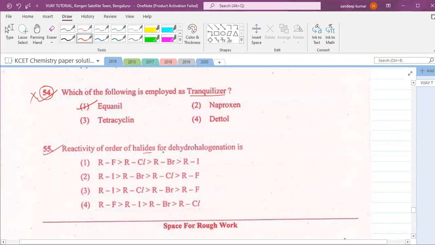The reactivity order of halides for dehydrohalogenation is asked. Which one is more reactive? Fluorine, chlorine, bromine, and iodine. The iodide will be more reactive because the bond dissociation energy is less. So RI, then RBr, then RCl, then RF. The reactivity order should be this one. Am I clear?